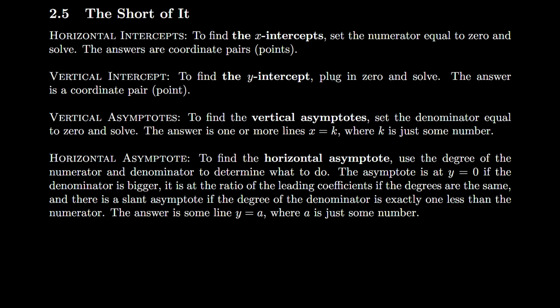The answer is some line y equals a, where a is just some number. It will always look like y equals a, except in the case of a slant asymptote, in which case it's going to look like a line, y equals mx plus b. Otherwise, if it is in fact a horizontal asymptote, then it will always look like y equals a. So that's everything. So please, get that down. I'll give you a second. You can pause the video and then come back and we can do some examples.